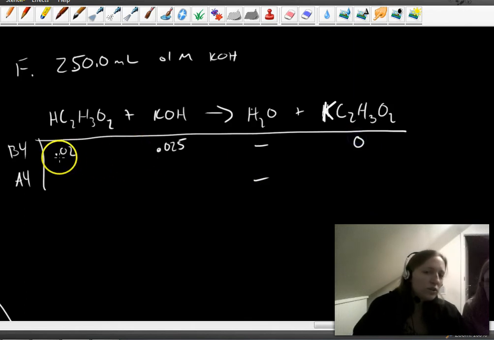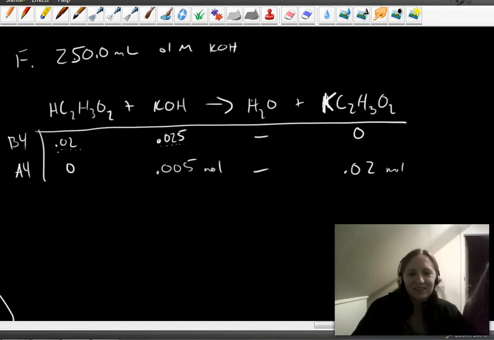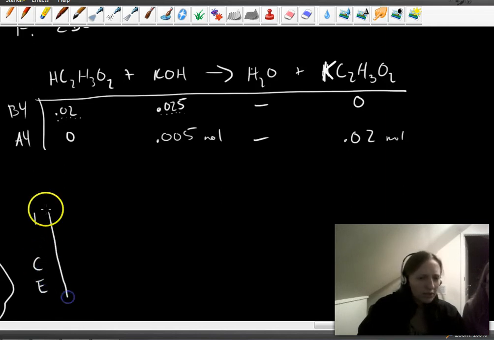This is a new situation in which we use up all of our weak acid, and there will be remaining strong base. 0.005, and 0.02. Moles, by the way. All right, so now let's go do our ICE chart. But maybe it's pointless.